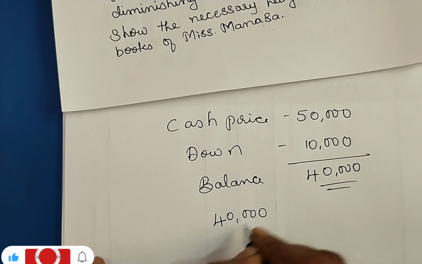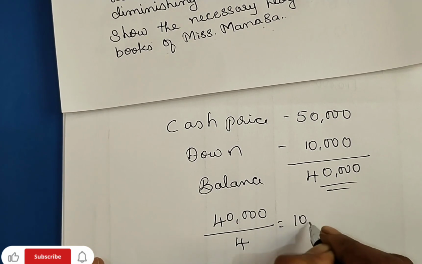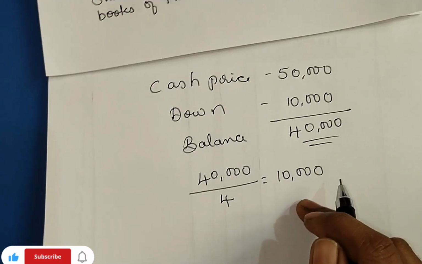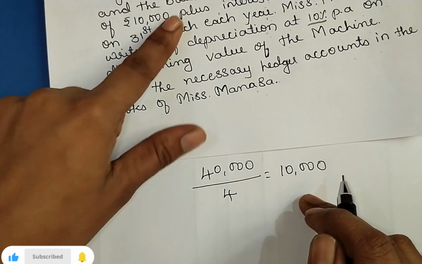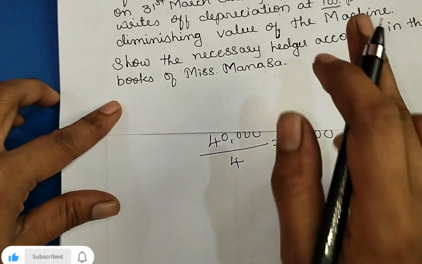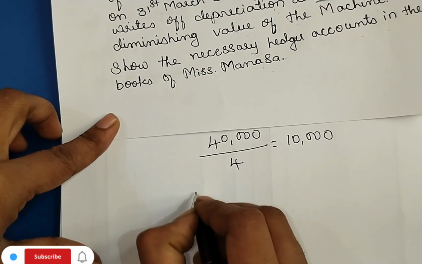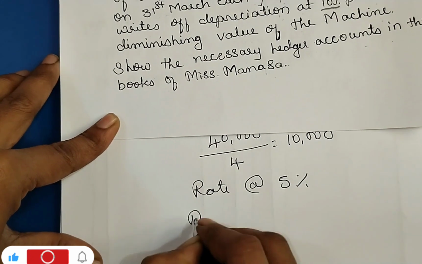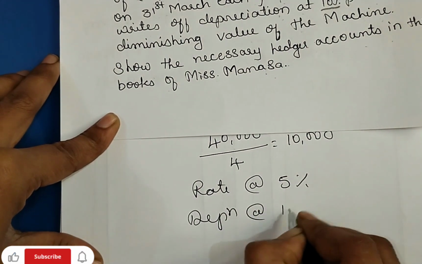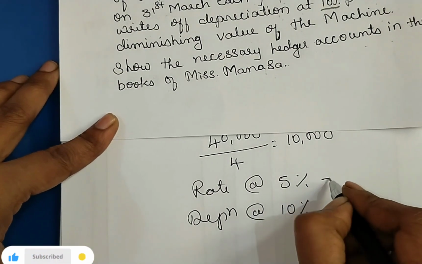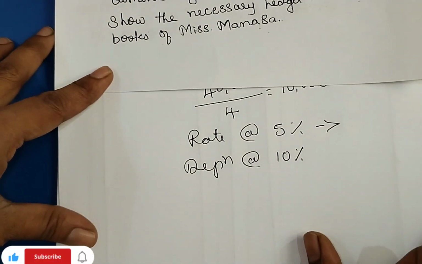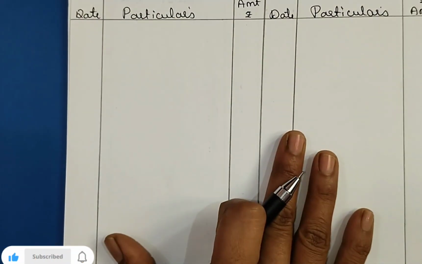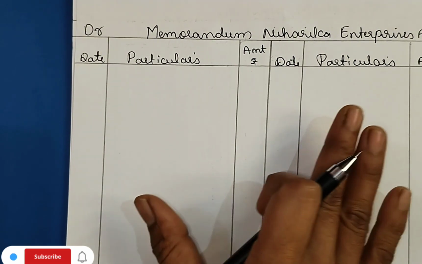40,000 divided by 4, we are getting 10,000. So the 10,000 whatever they are giving is purely the principal amount. So that's why they are giving it plus interest. So here we need to calculate interest and the depreciation. The rate of interest is 5% and depreciation is 10%. Now to ascertain this interest, we will prepare the memorandum of Niharika Enterprises account, ledger account, to ascertain the interest amount.